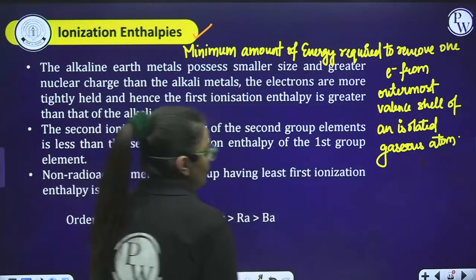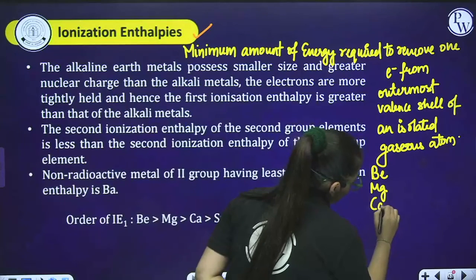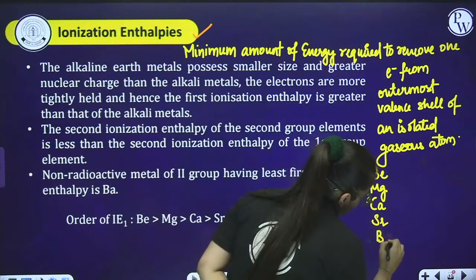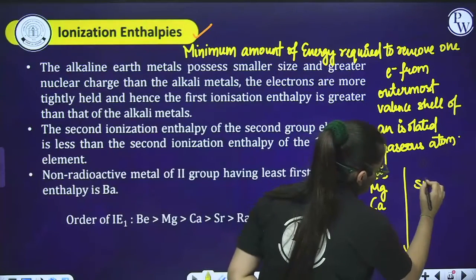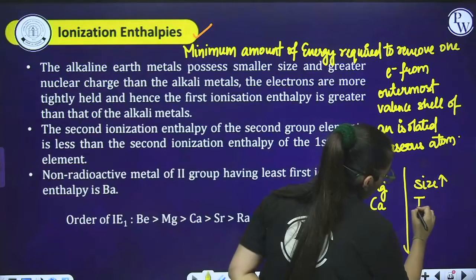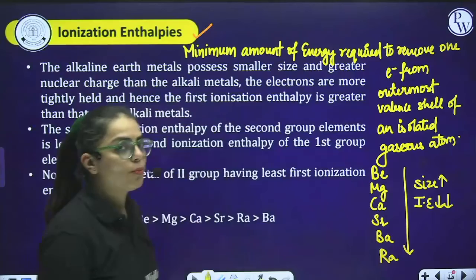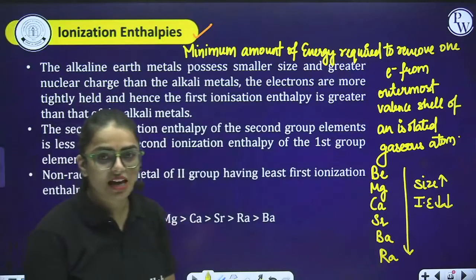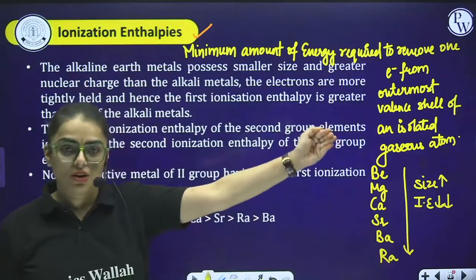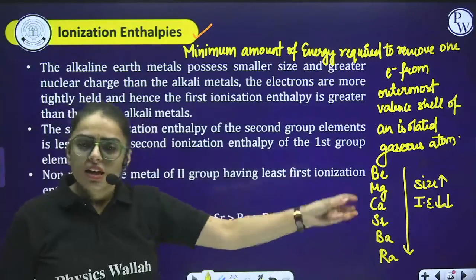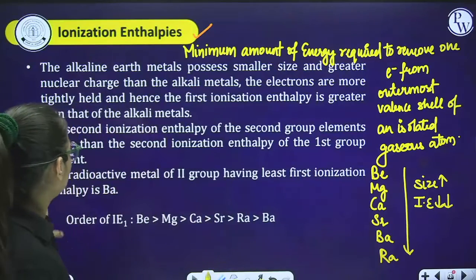And the trend is very, very simple. If I write beryllium, magnesium, calcium, strontium, barium and radium, from top to bottom, students, size is increasing. So ionization enthalpy will decrease because they are inversely proportional to each other. Lesser the size, more the attraction, so more energy will be given to remove the electron. That's why more the size, lesser the energy will be given, right? So more the size, less ionization energy.